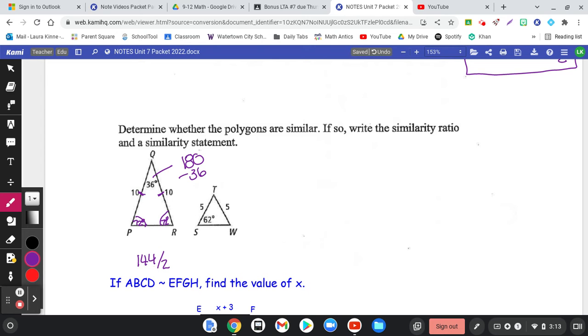Well, the same thing's true over here. If you have two congruent sides, you have your isosceles triangle. So if this is 62, this is 62. I can already tell, because you have 62, 62, and then 72, 72. These are not similar triangles because the angles are not the same. So we can stop right there. No, the angles are not congruent.